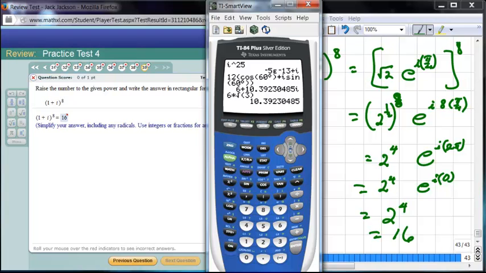But again, guess what? Your calculator will do it. 1 plus i to the power 8, 16.